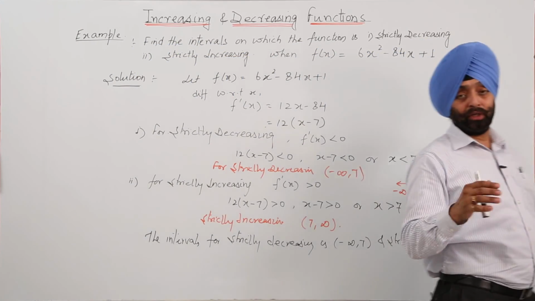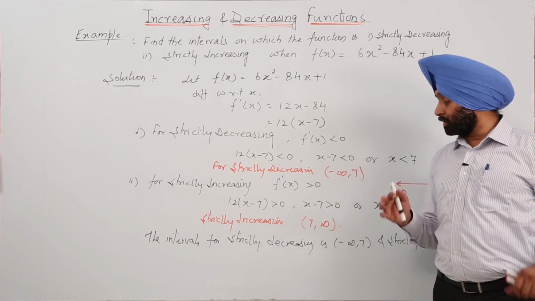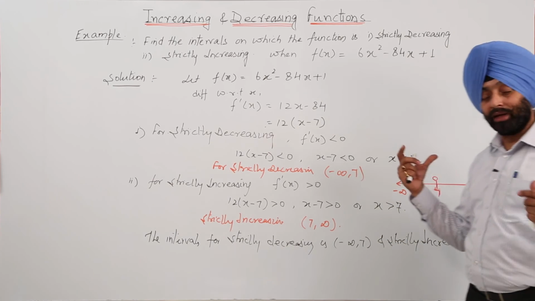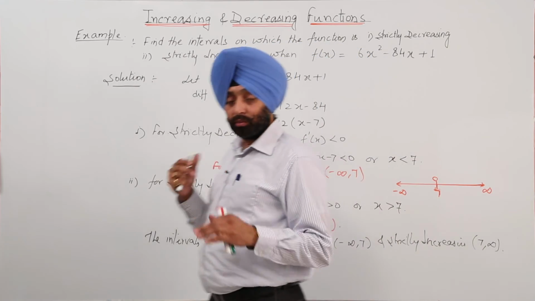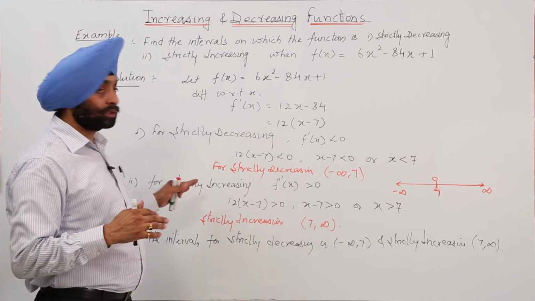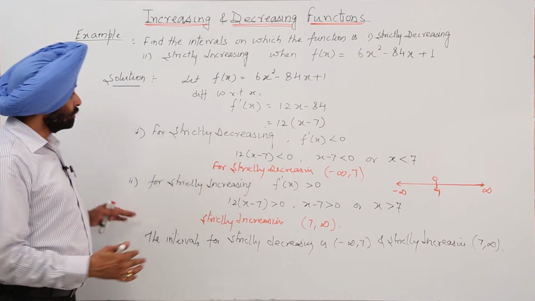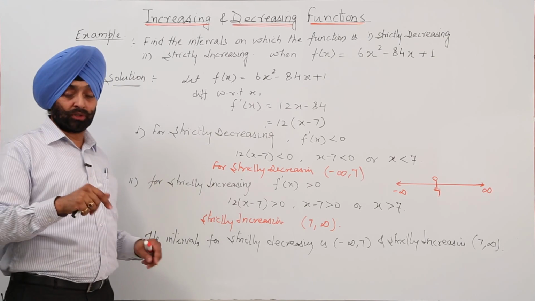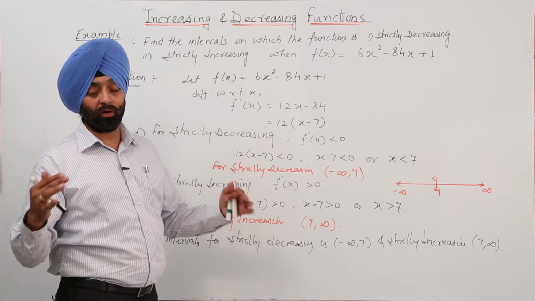If it would have been for only increasing and decreasing, then our intervals, just the brackets might have been changed, because x is equal to 7 can make this a continuous function. Okay. So, for this question we have this as the answer. Now, the same question we are going to do with the alternative way also.